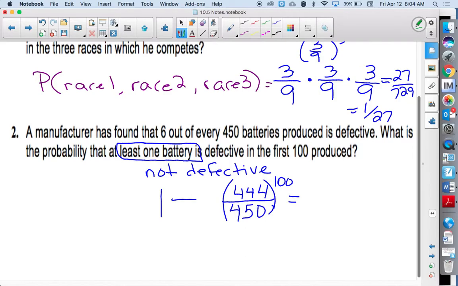Kushal, what'd you get? Yeah. So 0.74. So 74% of the time, you're going to get a battery out of 100 of them that would be defective, which makes sense. I'm sure out of 100 batteries that you choose from, one of them probably isn't going to work like it's supposed to. Questions?